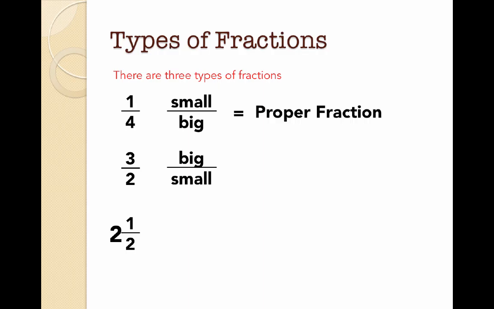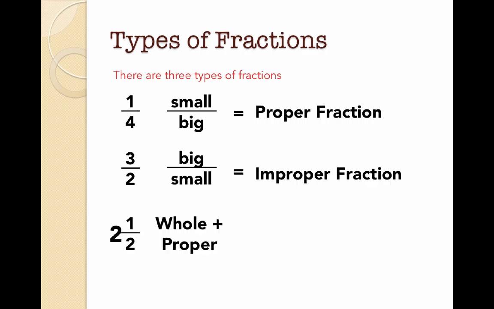If that's flipped upside down and the larger number is the numerator, then this is called an improper fraction. Lastly, if we have a whole number and a proper fraction together, we call this a mixed number or a mixed numeral. You need to be able to identify those types of fractions just by looking at the number.